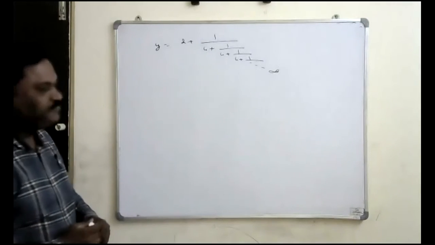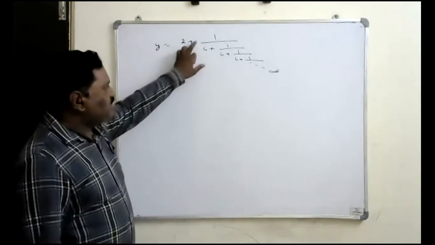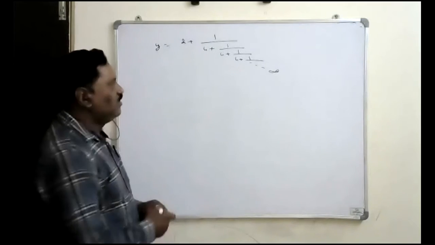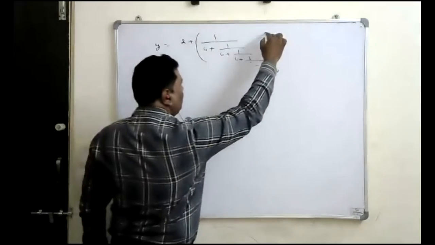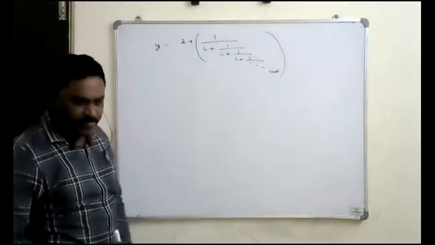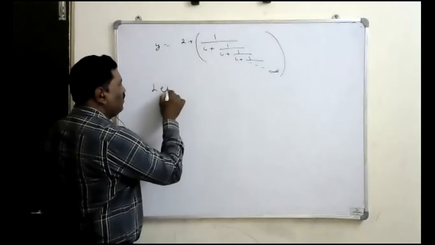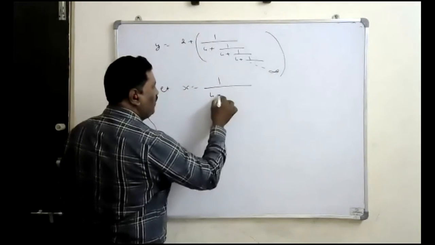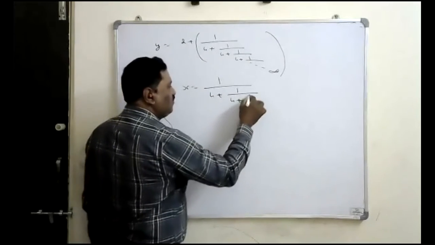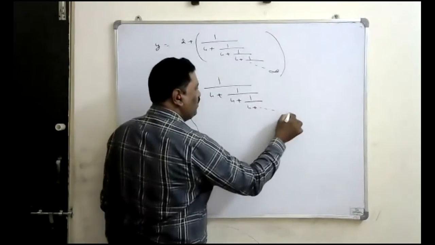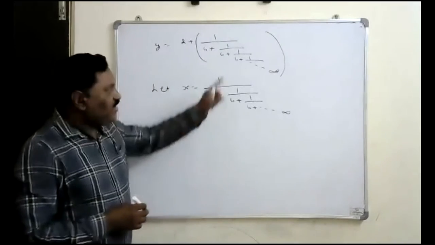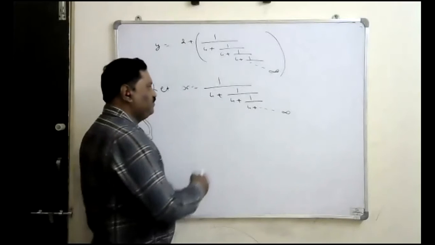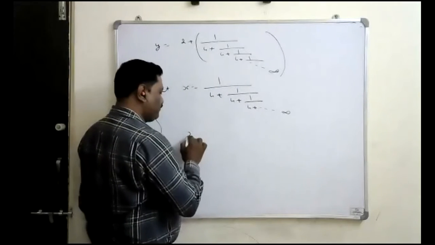Observe this model of the problem. So here y is equal to 2 plus 1 upon something, where the something is 1 upon 4 plus 1 upon 4 plus something. We got it. Now I will take this entire thing as another variable. Let x be equal to 1 upon 4 plus 1 upon 4 plus 1 upon 4 plus and so on up to infinity. So this entire value I will take as x. To solve this problem, observe this relation.